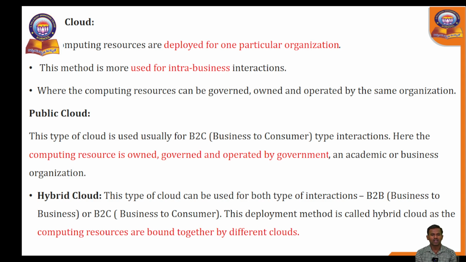The third one is the hybrid cloud. This is the combination of private cloud as well as public cloud. This type of cloud can be used for both types of interaction, that is, business to business or business to consumer. This deployment method is called hybrid cloud. So I can say computing resources are bound together by different clouds.